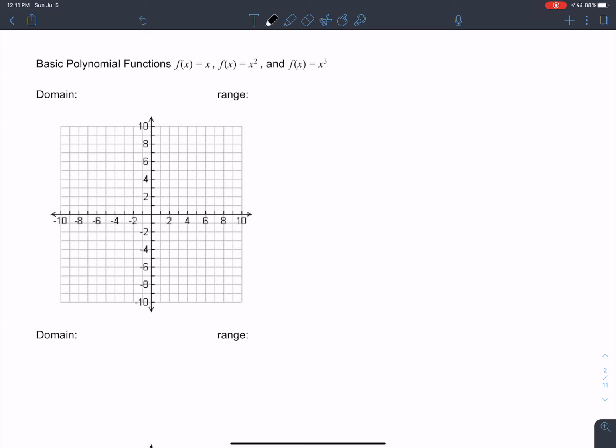All right, so here we go. So f of x equals x. So that's the same as y equals x. So let's do our table. So anytime we do our table, I'm going to tell you what numbers to pick. -2, -1, 0, 1, and 2. So those are the numbers we are picking. Okay, so if I put these x values into this function, I'm going to get out -2, -1, 0, 1, and 2.